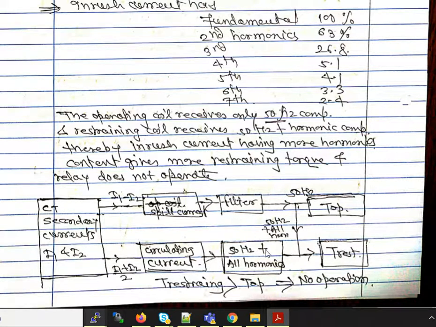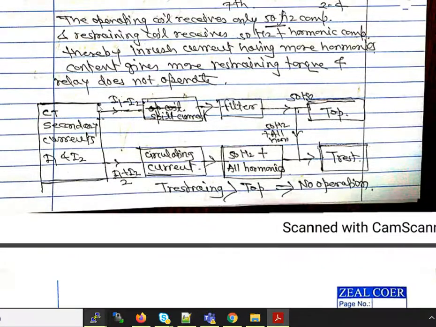Now let us have a little look at this block diagram. The CT secondary currents are I1 and I2. Out of that, I1 minus I2 is the spill current in the relay, and it is filtered. The filter gives the 50 Hz component to the operating coil, which produces the operating torque, and the remaining higher harmonics, along with the 50 Hz component, are fed to the restraining coil, and therefore it produces the restraining torque. As the restraining torque is quite larger than the operating torque, there is no operation.